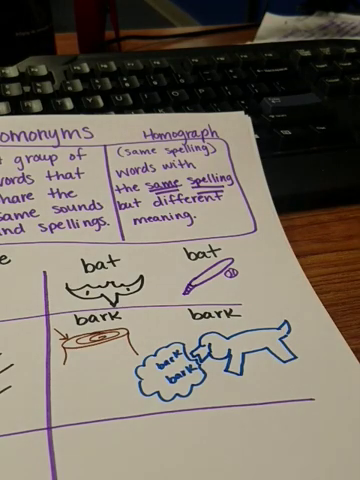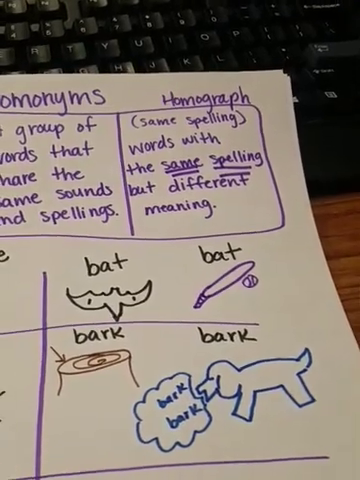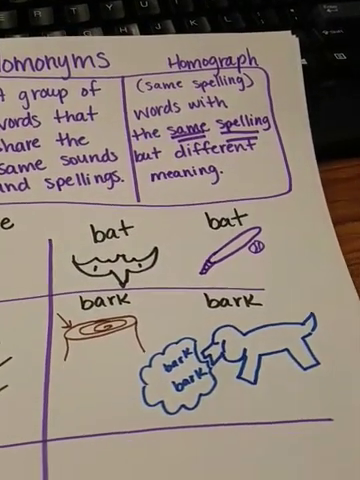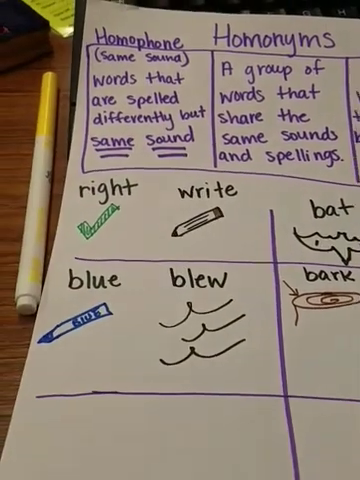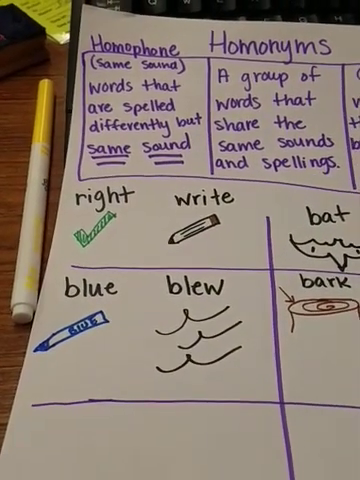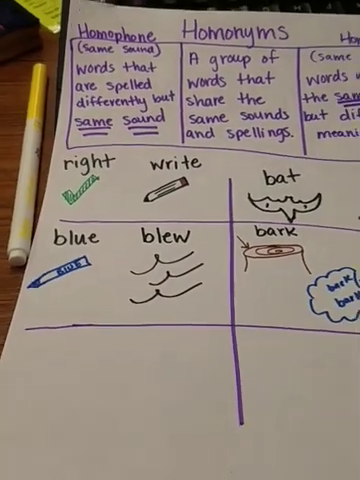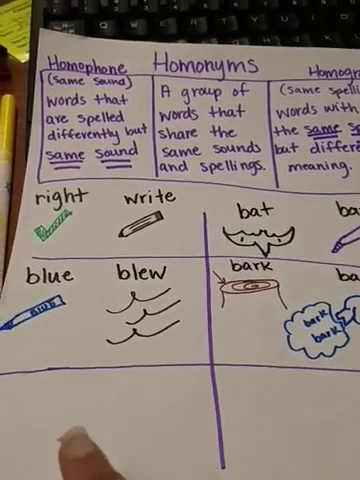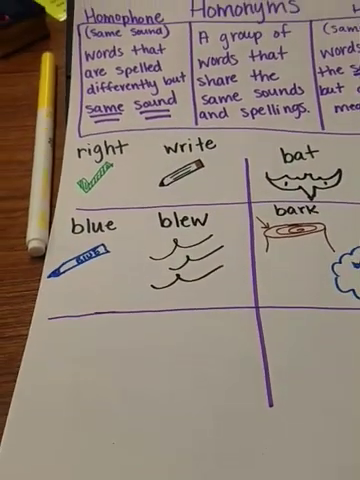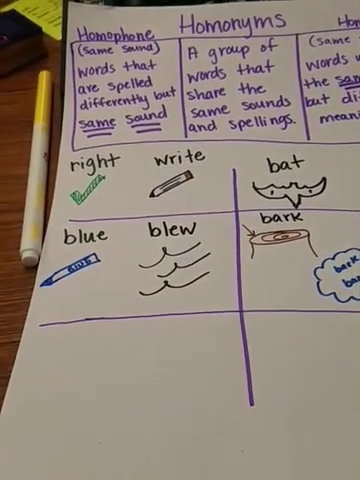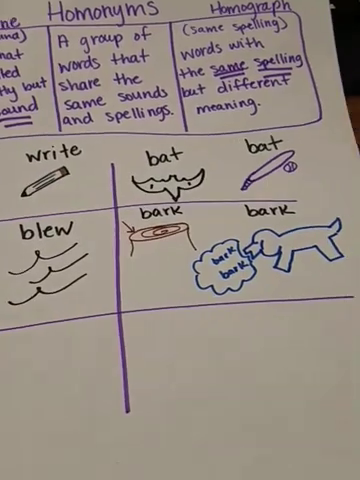All right, so we've got our homographs. These are words with the same spelling but different meaning. We've got bat and bat, bark and bark. And then we've got our homophones, right and write, blue and blew. So on your own, I want you to come up with your own homophone and your own homograph, and go ahead and see if you can do that, drawing your pictures and labeling what the word is.